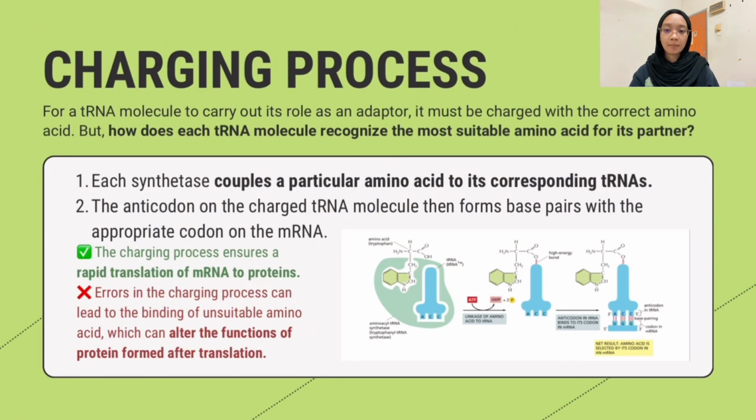Each synthetase couples a particular amino acid to its corresponding tRNAs. Then the anticodon on the charged tRNA molecule will form base pairs with the appropriate codon on the mRNA. Overall, the charging process ensures a rapid translation of mRNA to proteins. Errors in the charging process can lead to the binding of an unsuitable amino acid, which can alter the functions of proteins formed after the translation.